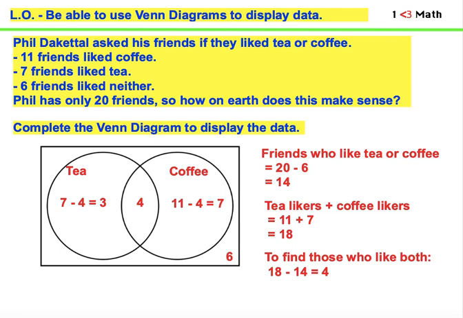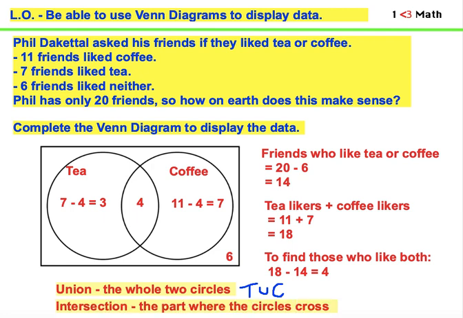Just a bit of vocabulary to finish off with that I've used. The union is the whole of the 2 circles. So, for example, in this question, there would be 14 people, the 3, the 4, and the 7, represented in the union of tea and coffee. We would write that like this, with a kind of a U between the T and the C. So that's the symbol for the union.